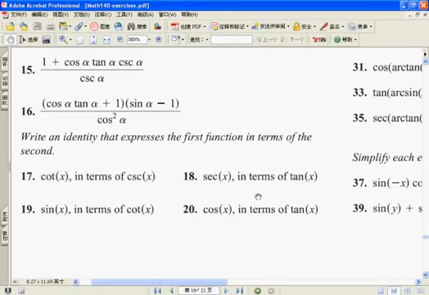Now let's talk about problem 20 on page 516. And we need to write the cosine x in terms of the tangent x.